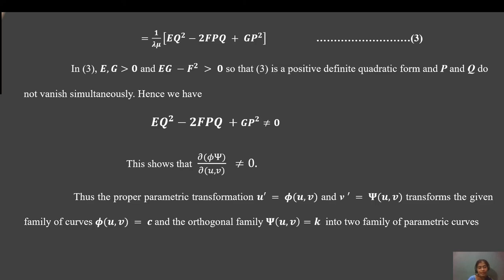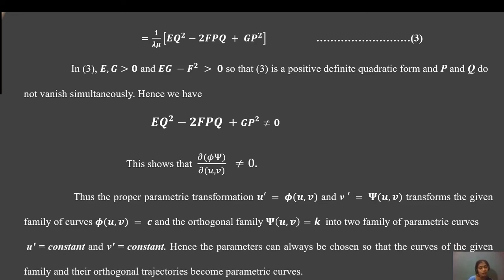With a proper parametric transformation, u dash equals phi(u,v) and v dash equals xi(u,v), the family of curves is generated as phi(u,v) equals c, and the orthogonal family is generated as xi equals k.